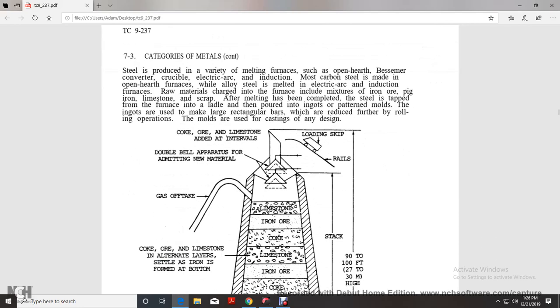Alright, categories of metals continue. Steel is produced in a variety of melting furnaces: the open hearth, the Bessemer converter, the crucible, electric arc, and induction. Most carbon steel is made in the open hearth furnace, while alloy steel is melted in electric arc and induction furnaces.